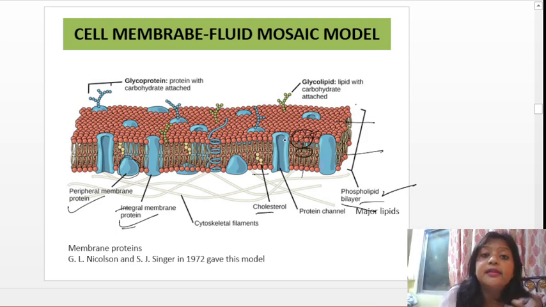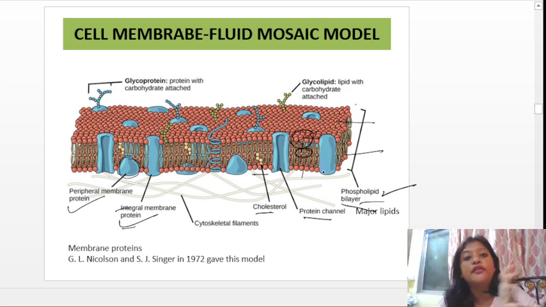Since this contains phospholipids, lipids and proteins, remember the molecules which are water soluble cannot pass through this cell membrane. To pass through the cell membrane, they need either carriers or channels or pumps. You can see protein channels, and there are also pumps, and they need carriers. With the help of those, these water soluble molecules can move across the membrane. Just remember that.